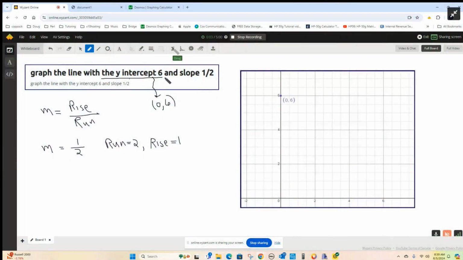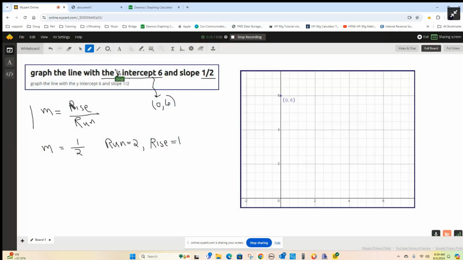Line that has a y-intercept of 6 and a slope of 1/2. In order to graph a line that's not vertical and not horizontal, you need 2 points. Well, we've already got 1 point. This is the y-intercept right here, 0, 6. We need another point, and that's where the slope comes in.